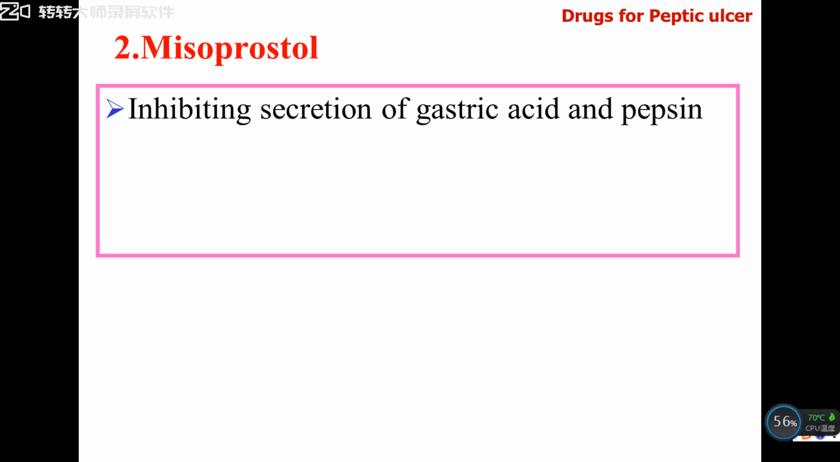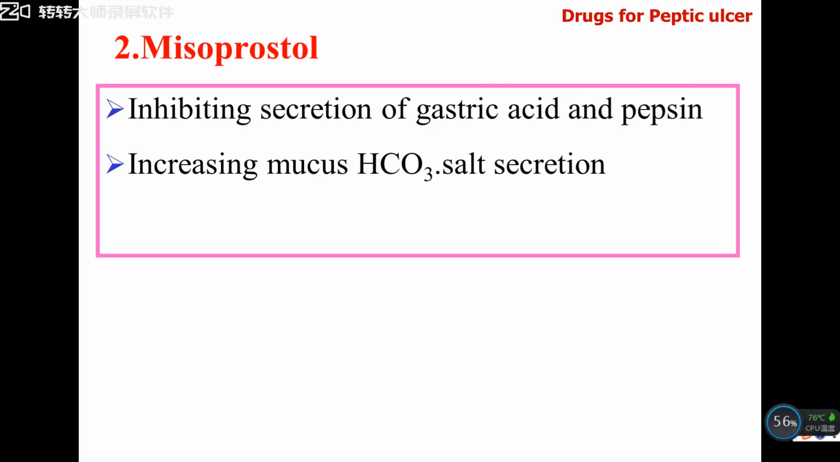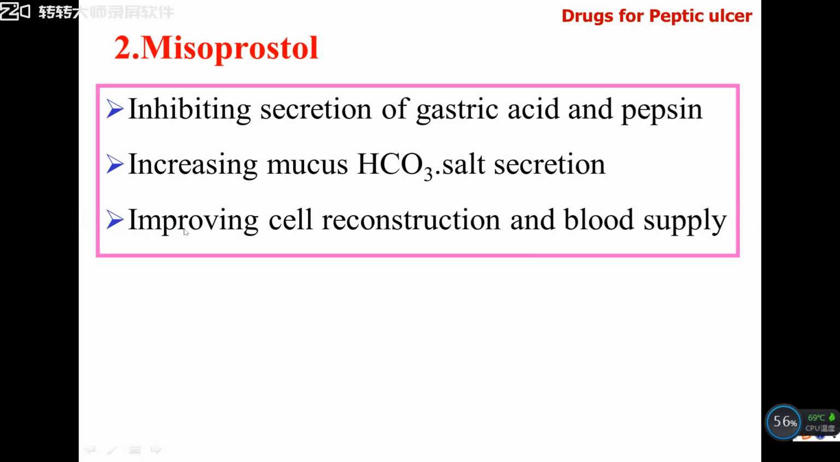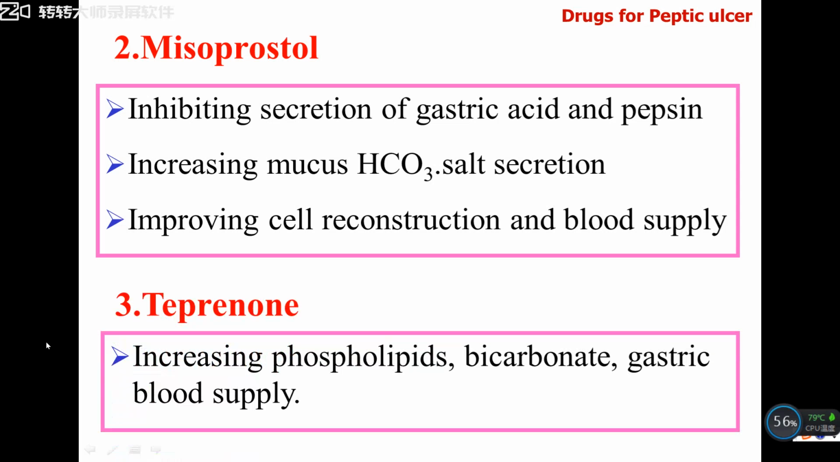Misoprostol inhibits gastric acid secretion, increases bicarbonate secretion, improves cell reconstruction, and increases gastric blood supply. It can be used to treat gastric ulcer. And it is also included in this group.